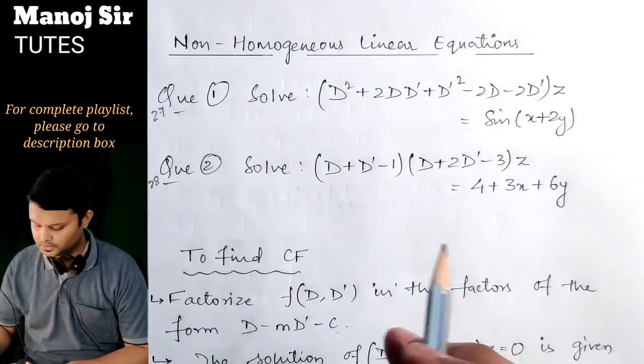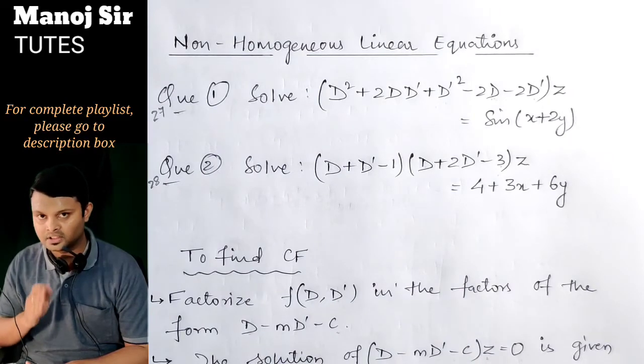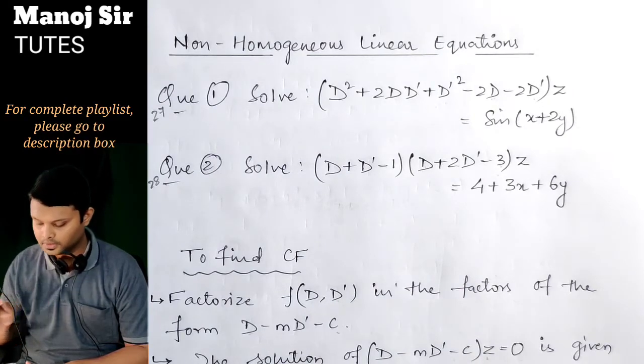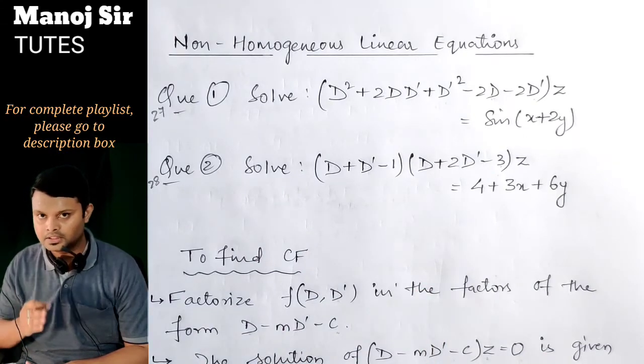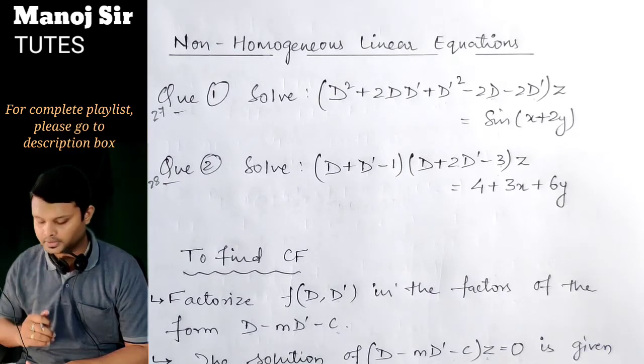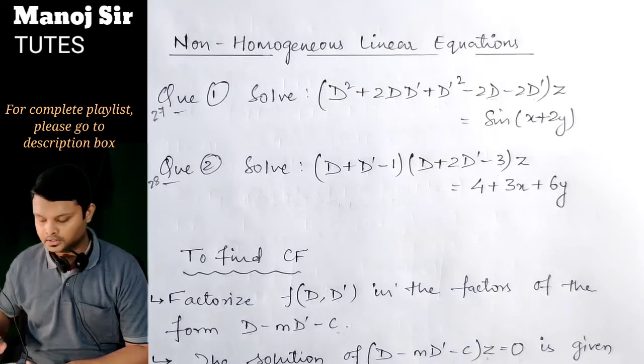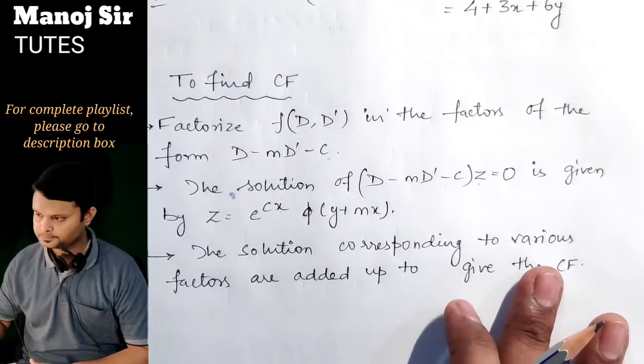Okay, so in such a case we need to find the solution as CF plus PI. The solution of those non-homogeneous linear equations is given by z equals CF plus PI. The technique to find the PI is the same as we have solved from video number 19 to video number 26, but the technique to find the complementary function is a bit different. Okay, let us see how it is different.